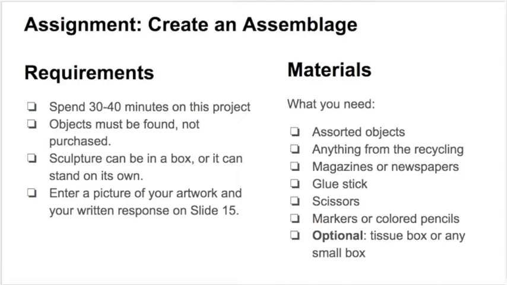Here are your materials. You'll need some assorted objects that you find around the house. Make sure you're not taking anything that your parents or siblings will want. Anything from the recycling, so cereal boxes, newspapers, magazines, coupons, whatever you can find. Glue stick, scissors, markers or colored pencils, and you have the option of using a tissue box or any box really.